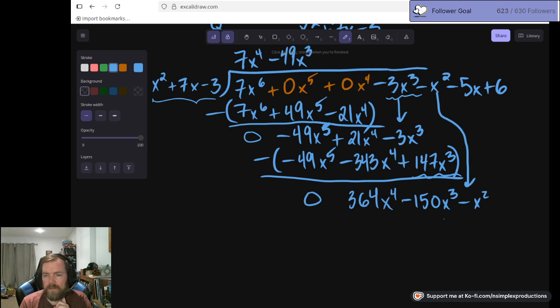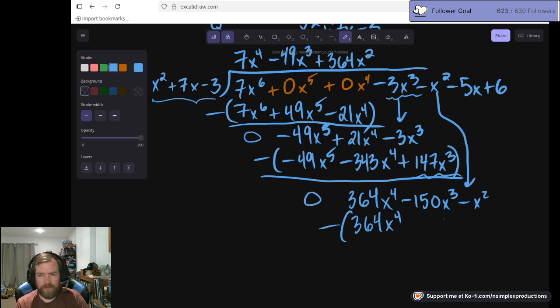Okay. Again, how do we get 364x to the fourth to go away? We need to multiply x squared by something in order to get this. So again, 364. And we need 2 more x's, so x squared is going to get us 364x to the fourth. We're subtracting all of this stuff again. This is going to now be a 364 times 7 is 2548.